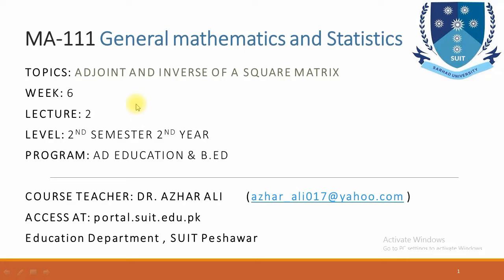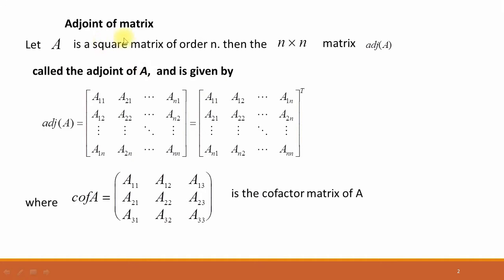Today we are going to learn about adjoint and multiplicative inverse of a square matrix. This is the second lecture for the 6th week for the course General Mathematics and Statistics. Now, what is the adjoint of a matrix?